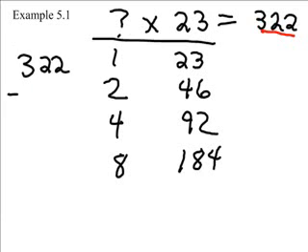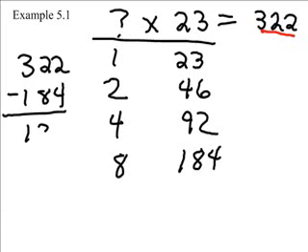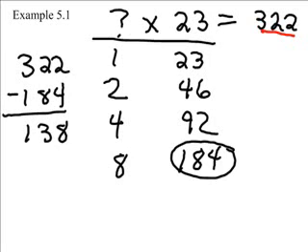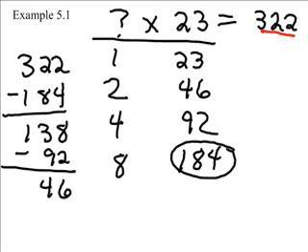322 minus 184 gives us 138. And feel free to use your calculator to do the subtraction. So I know I've used the 184. Okay, now I'm going to subtract 92. If I subtract 92, I get 46. So I know I used the 92.